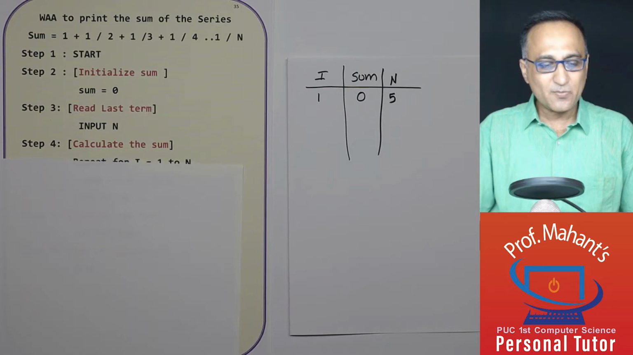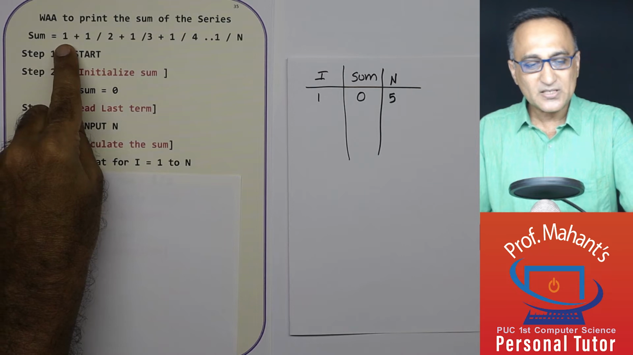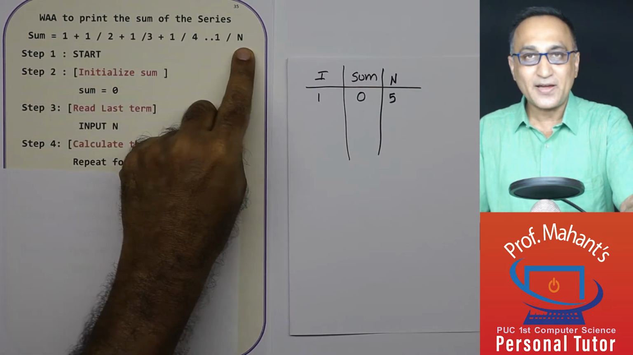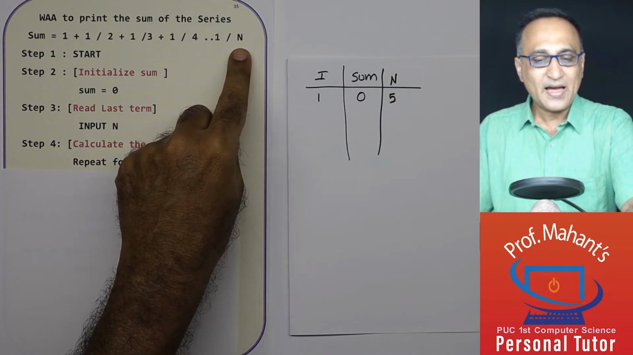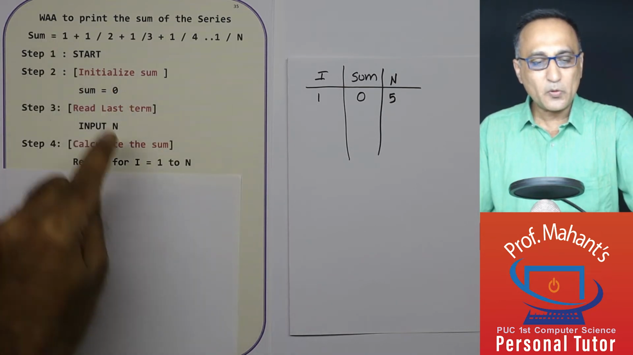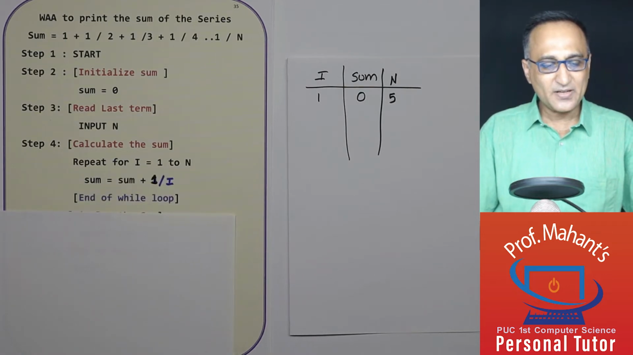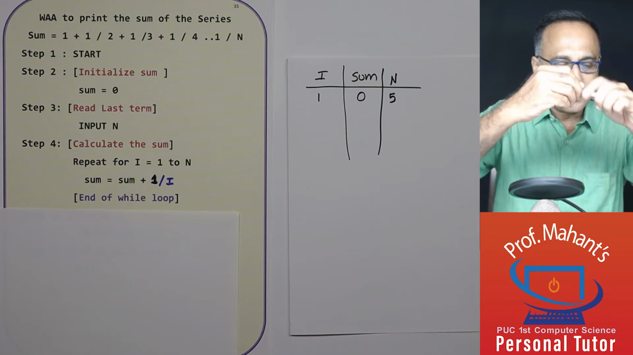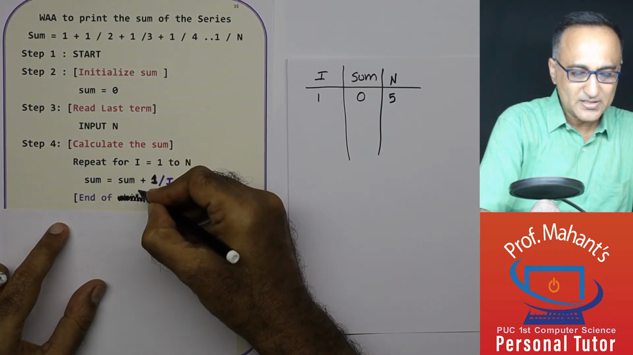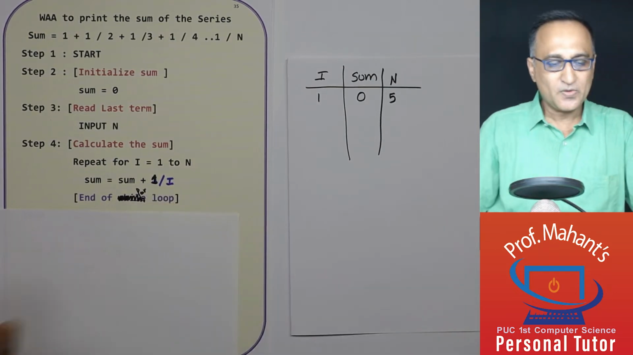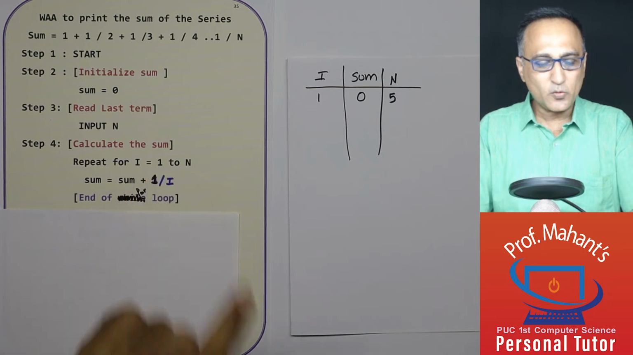To calculate the sum, I can use the repeat for loop so that the denominator starts from 1 and reaches 5. So I starts from 1, and till it reaches 5, I can keep adding 1 upon I to sum. That is what I have done here. This should not be end of while, it should be end of for. This is the end of for loop. Take a look here: repeat for I equal to 1 to n.